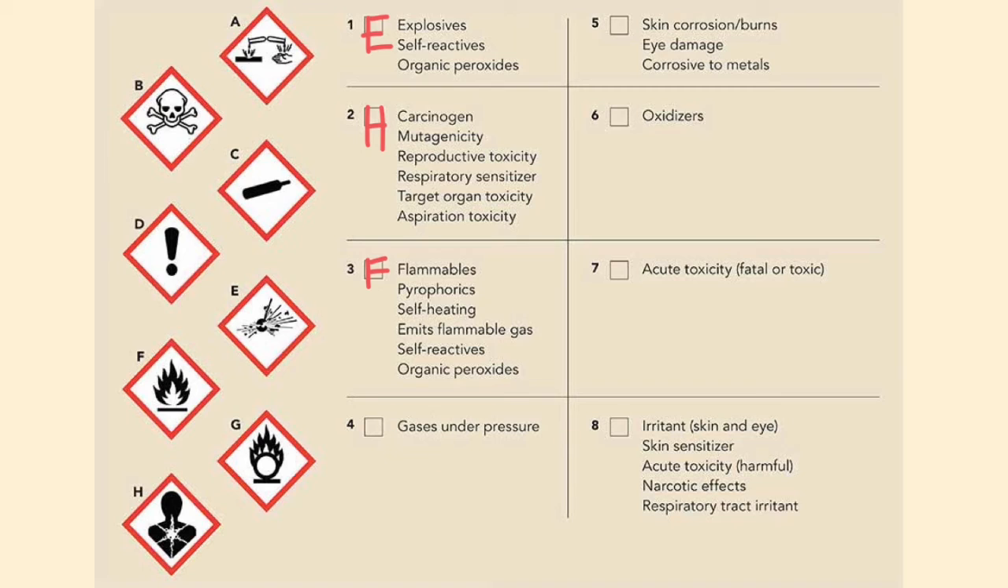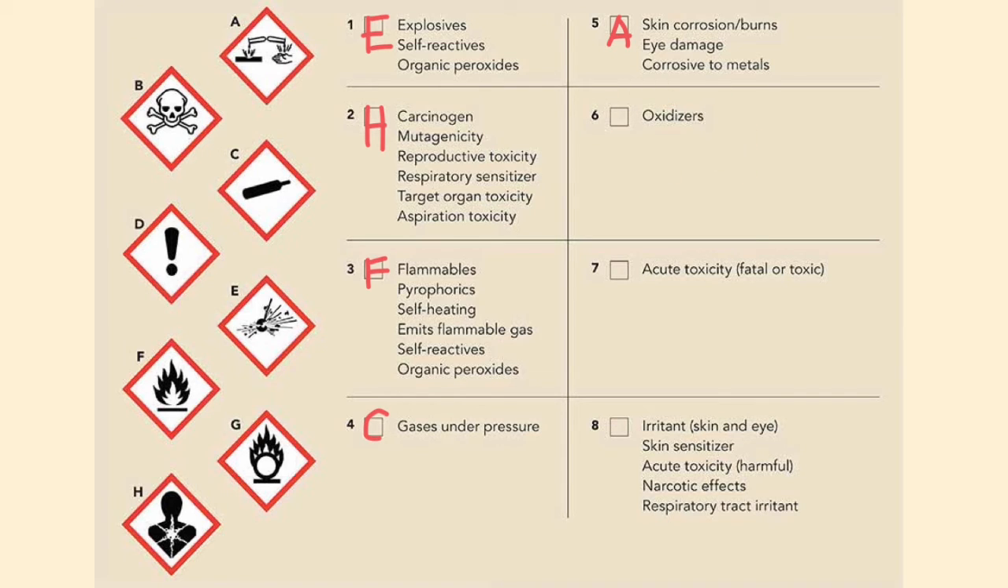Gases under pressure would be much easier to choose because label C exactly describes a gas tank. So the answer here is going to be C. Again, this label means gases under pressure. Next: skin corrosion, burns, eye damage, corrosive to metals. And it is easy to guess. Label A describes both corrosion of metals and burns to the skin. So answer A.